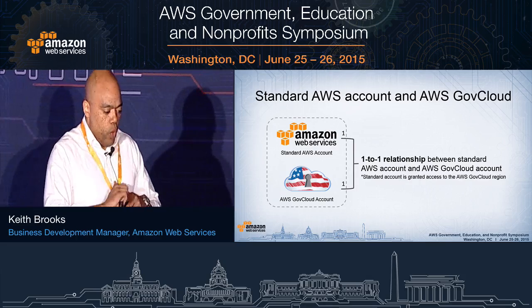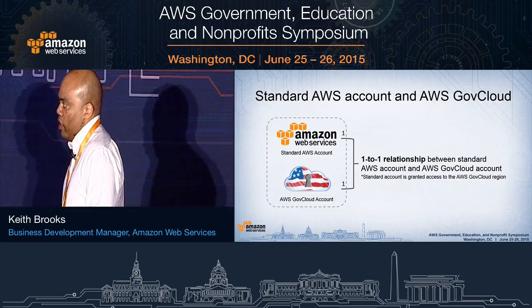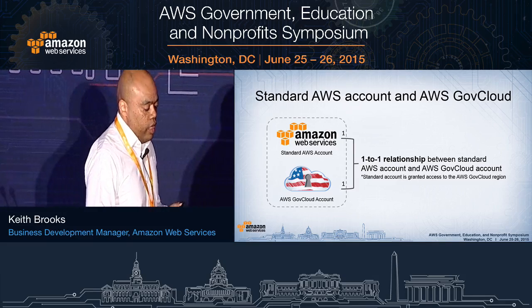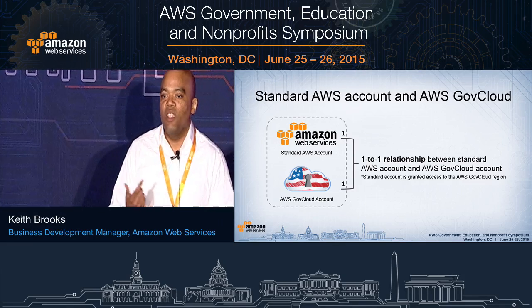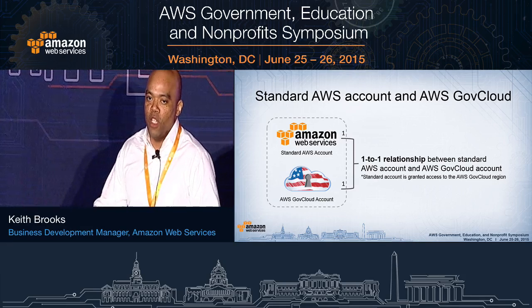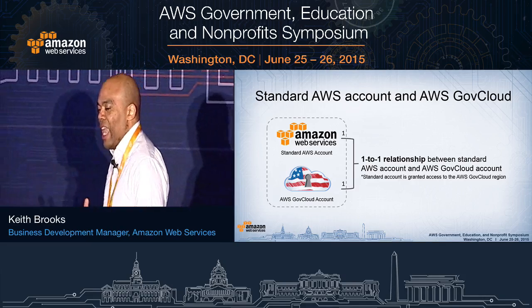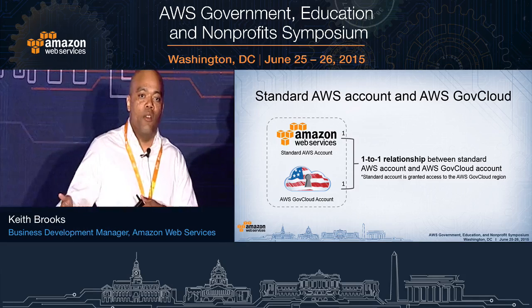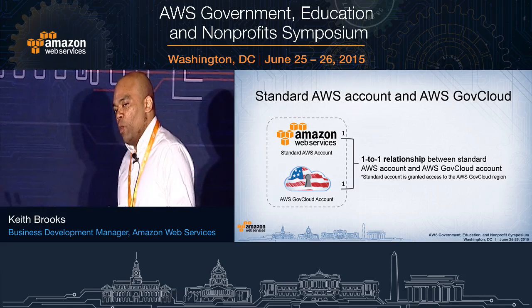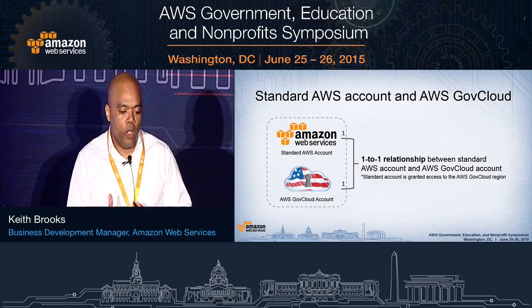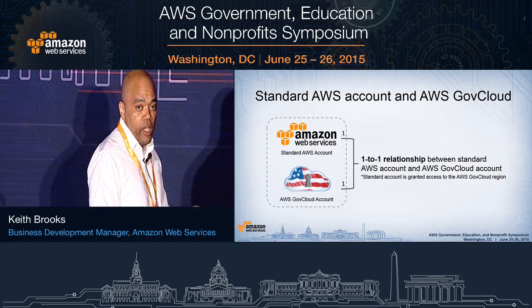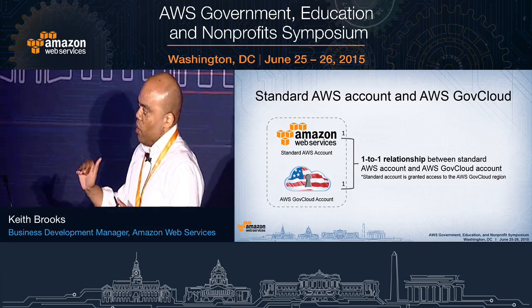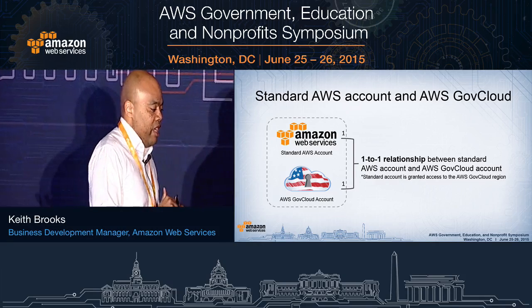So one thing we want to take a minute to hit upon here is the relationship between a standard AWS account and the GovCloud account. As I mentioned in the beginning when we talked about the onboarding process, you have to have an existing AWS account before we can grant you access to the region. You will hear some people refer to it as a GovCloud account. In reality, what we're doing is simply allowing your standard AWS account to access the GovCloud region. You will get a unique number that's typically referred to as your GovCloud account number, but it's important to note that there is a one-to-one relationship between the GovCloud account and the standard AWS account that you use to onboard to the region.